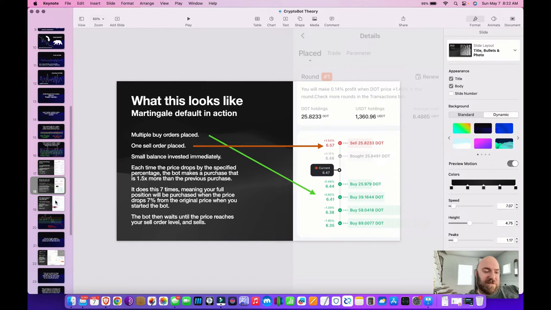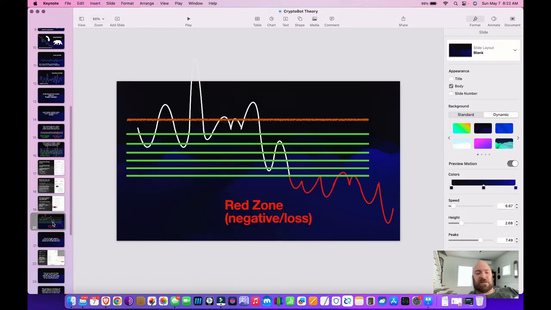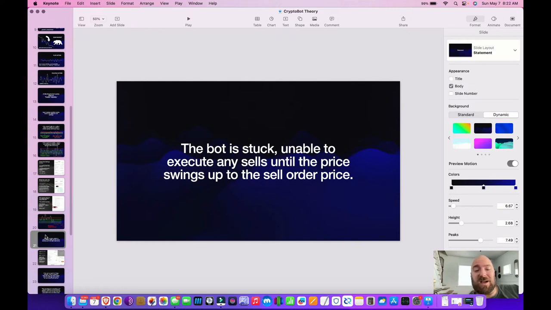Next, what happens when the price does this? What happens when you're good and it's buying and it's trading and all of a sudden it dips and now your bot's in the red? Well, what's going to happen is the bot is stuck, unable to execute any sells until the price swings back up to the sell order price. Or if you set a stop loss, it will reach your accepted tolerance of loss, and then you will sell out.